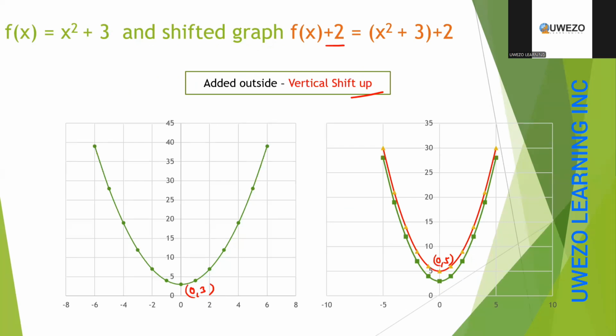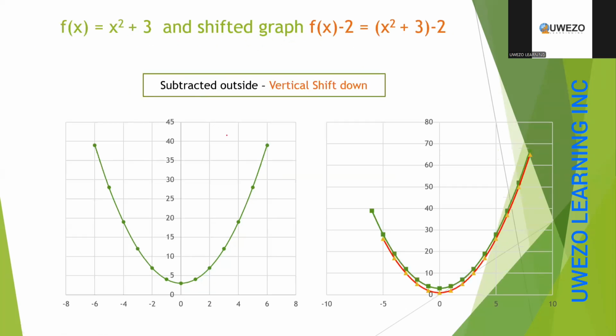Finally, if we subtract a constant outside, so if I subtract 2 from f of x, then the graph is going to move down and the vertex will shift from (0, 3) to (0, 1).